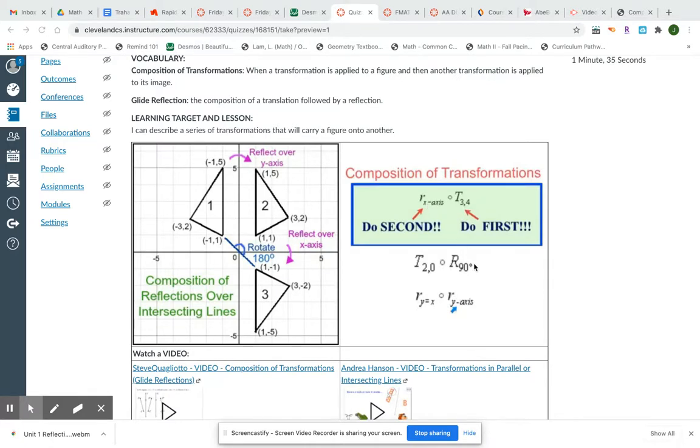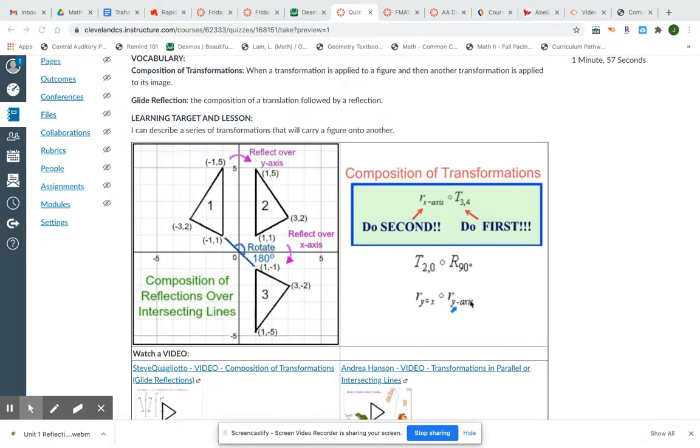All right, so here's another example of the composition of transformation notation. You're reading it from the right to the left. Here's a rotation 90 degrees. Remember, it's always counterclockwise unless specified. And then after you rotate that particular figure, whether it's a triangle or a square, you're then going to translate it 2 units to the right.